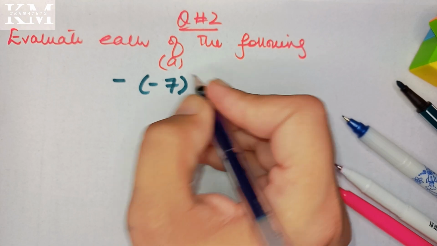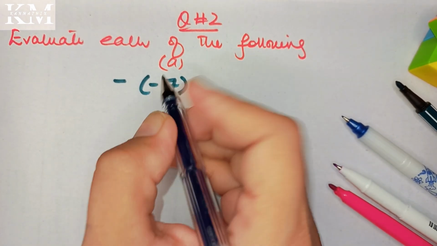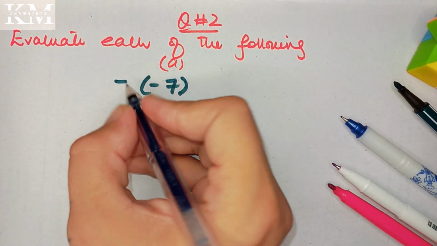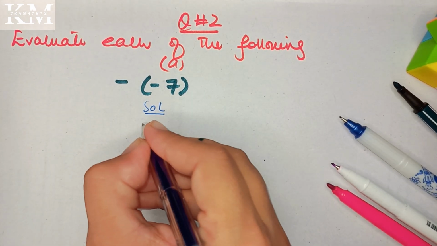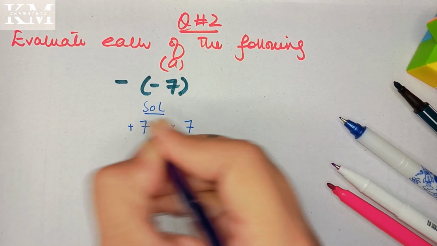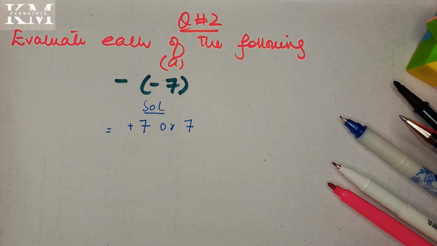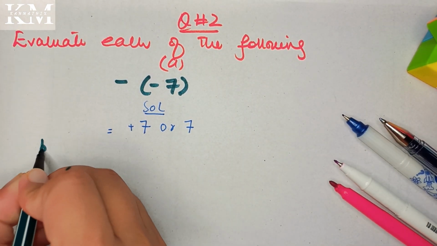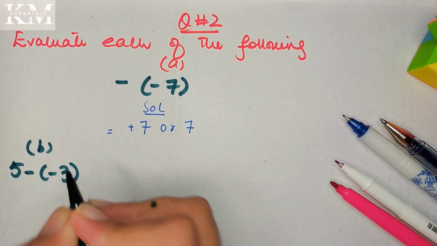Question number 2, evaluate each of the following. Now student, the first is you have a negative number and there is a negative sign with that, so you can minus minus, it would be plus 7, or you can write just 7 because you will get a positive number from here. And then you have the B part, and the B part is 5 minus -3.